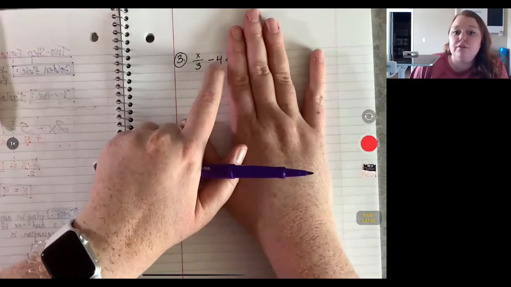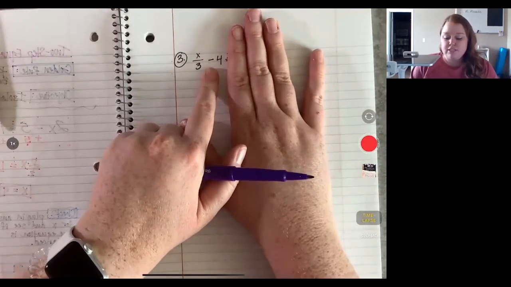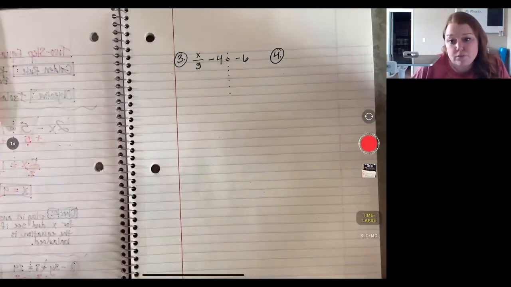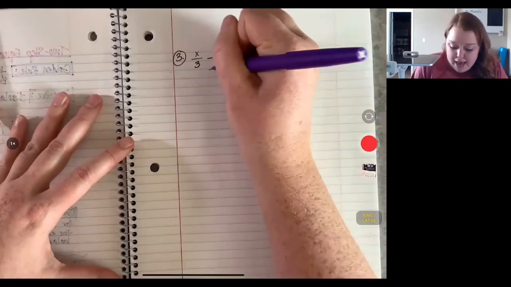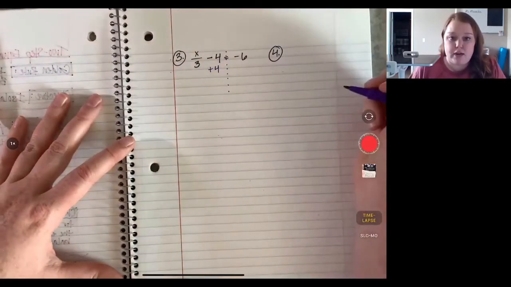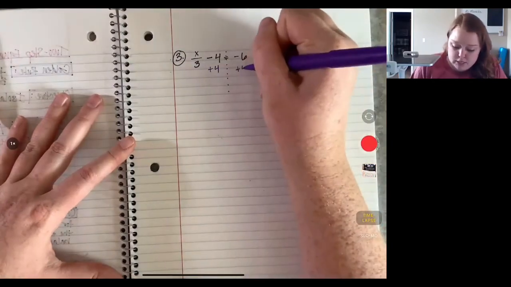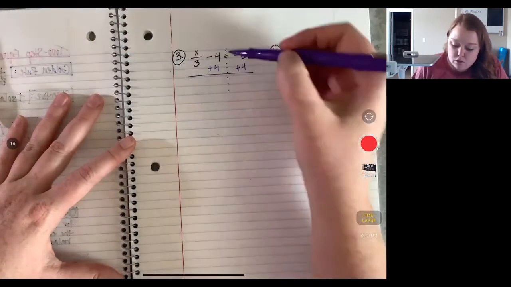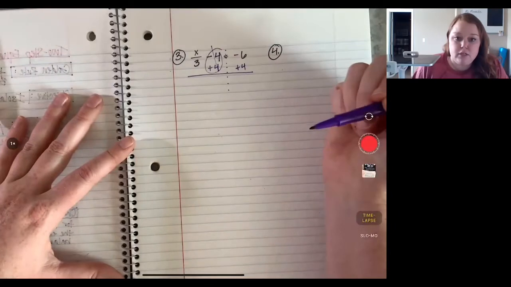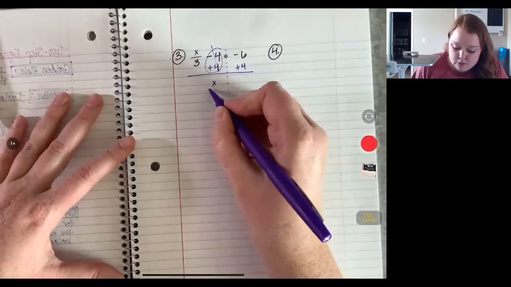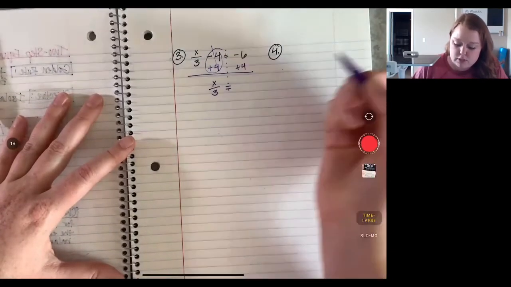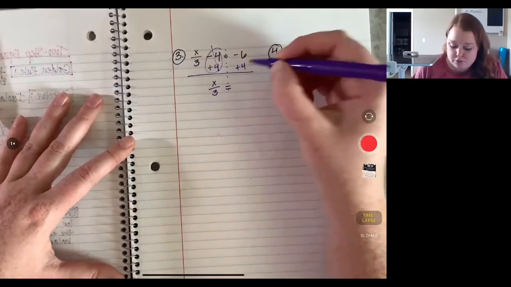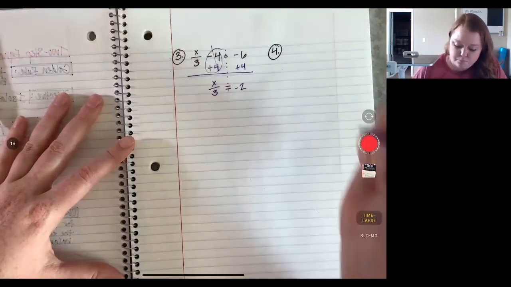So you're going to get rid of your constant, right? So that's a -4 or a minus 4, right? Either way, I'm going to add 4 in order to cancel that out. Whatever I do to one side, I do to the other. The 4s disappear, and I'm left with x over 3 equals something. -6 plus 4 is -2.